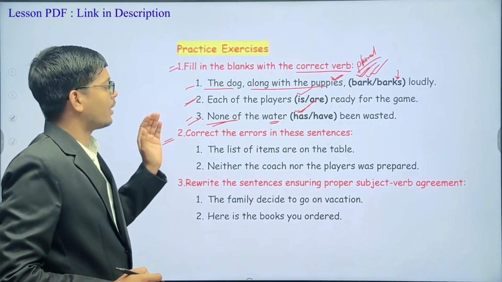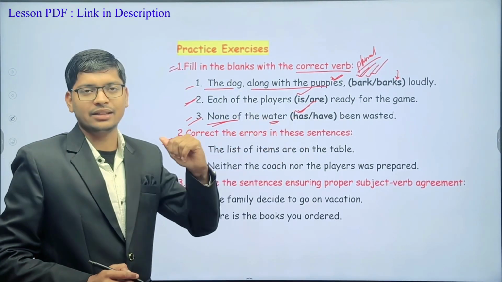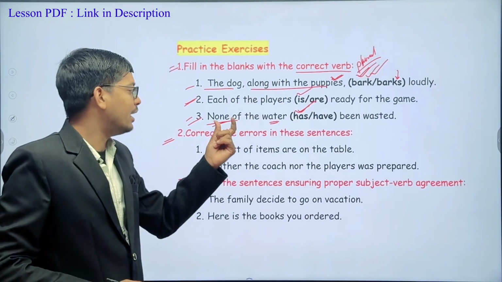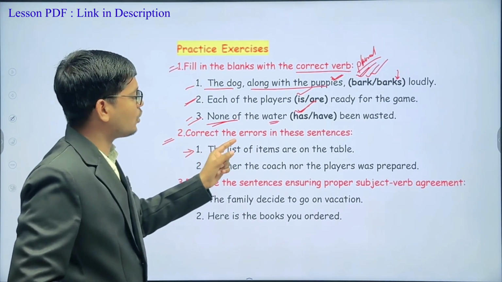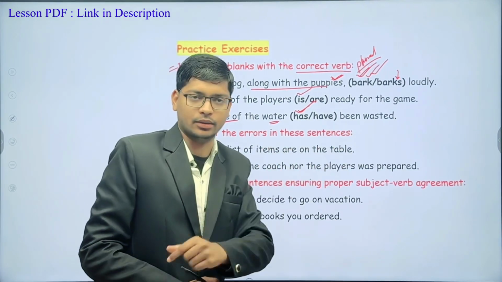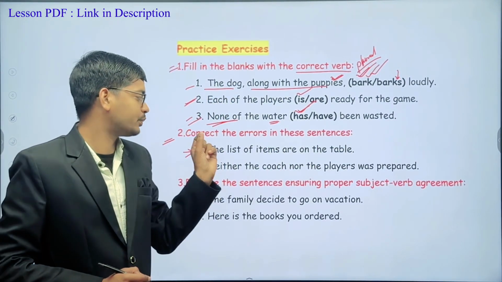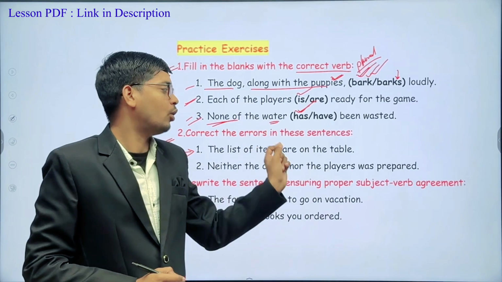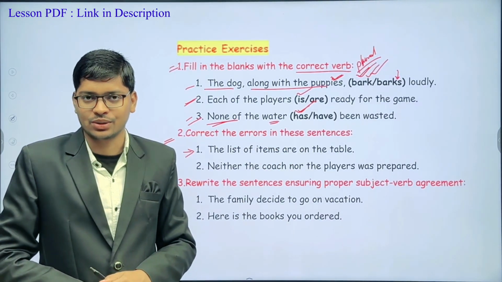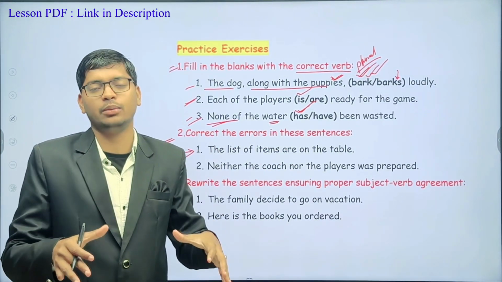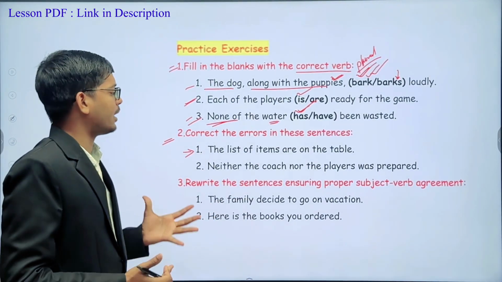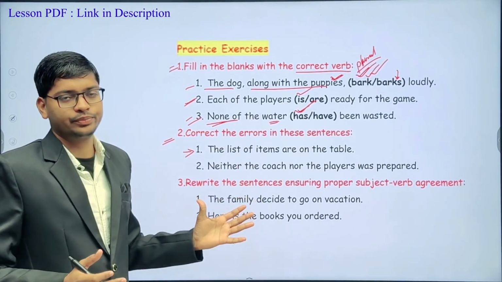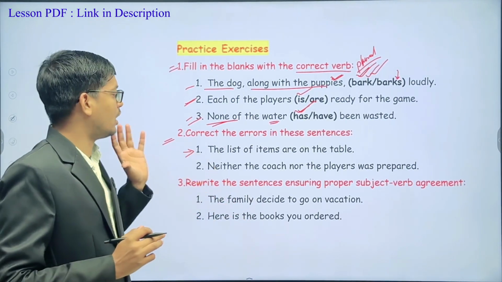Next question: correct the errors in these sentences. This is our first sentence: the list of the items are on the table. The list of the items are on the table. So guys, you tell me your answer in the comment box. Our right answer is to find the error.